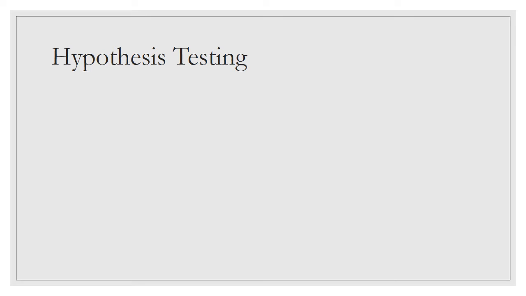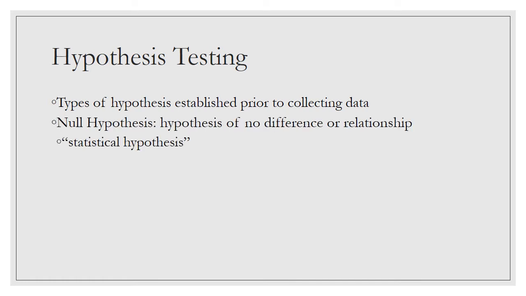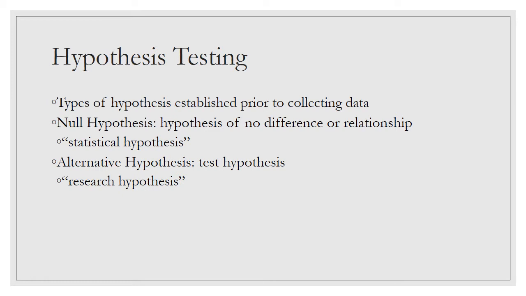Let's set the stage for our hypothesis testing. We're going to conduct a test of hypothesis, but we're going to set up two types of hypotheses. And these are going to be established prior to collecting data, or you can think about it as prior to analyzing our data. The first hypothesis is the null hypothesis. It is the hypothesis of no difference or relationship. It is a statistical hypothesis. Our second hypothesis is our alternative hypothesis. It is our test hypothesis. It is the research hypothesis.